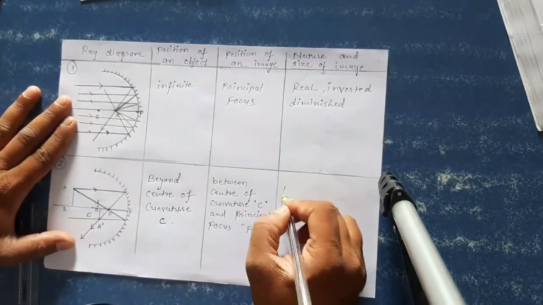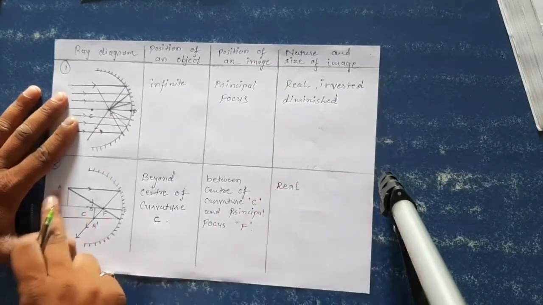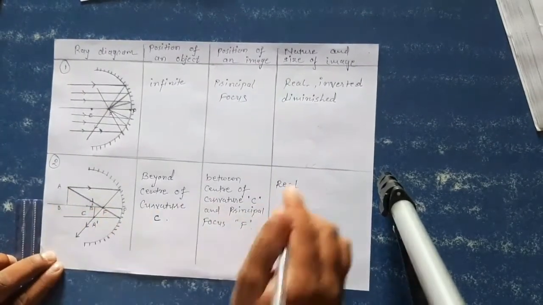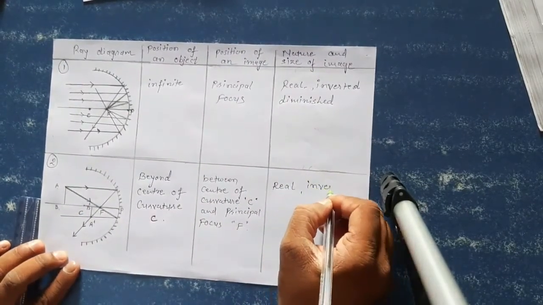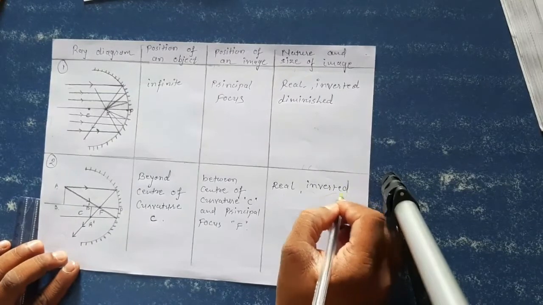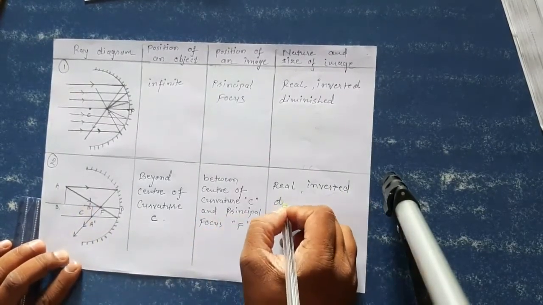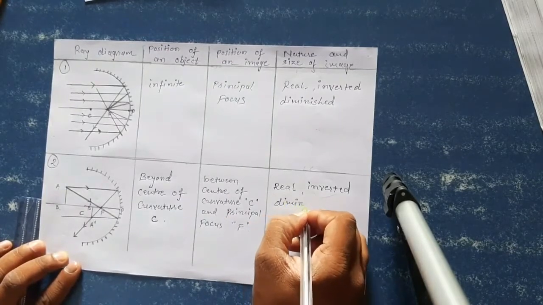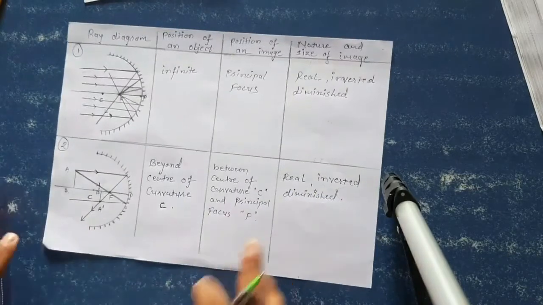Okay, and here you can see how the image is. First of all, the rays are actually intersecting, so our image is real. Also you can see that our image is inverted, so our image is real, inverted, and it is also small, so it will also be diminished. Okay, so this is our second case.